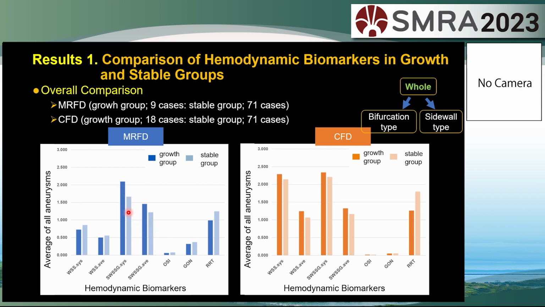The left slide was by MRFD, and the right is CFD, and you can see the vertical axis is a biomarker, for the growing group and the stable group. WSS and SWG were divided by the mean parent artery value. And you can see the trend is almost the same, but WSS was low, and there is no statistically significant difference between the growing and the stable group.